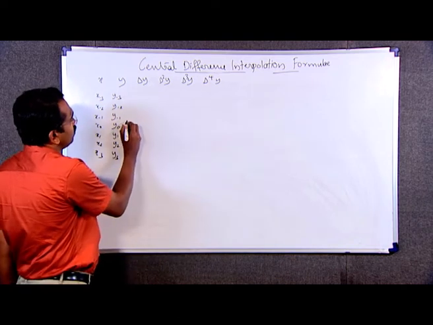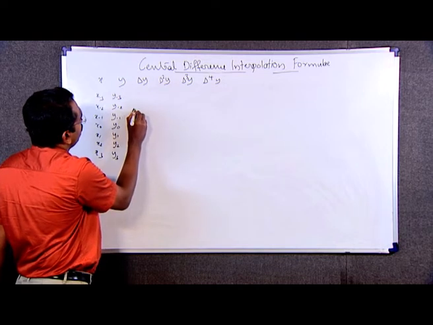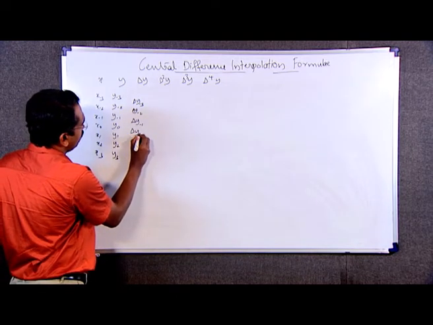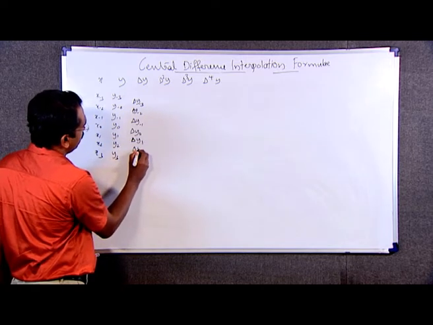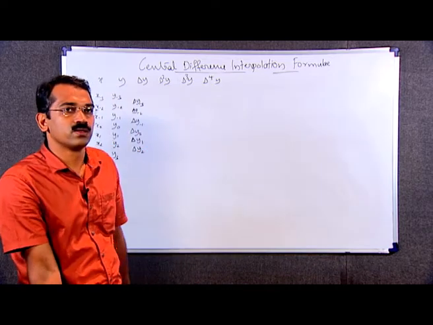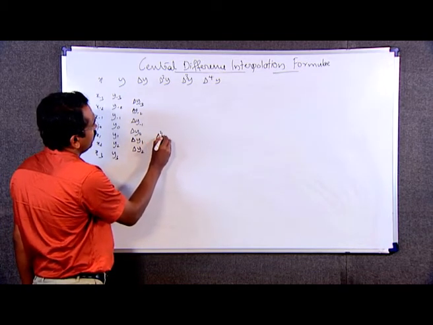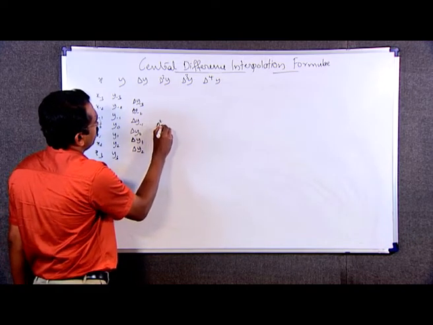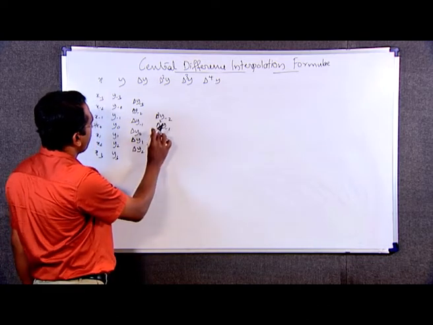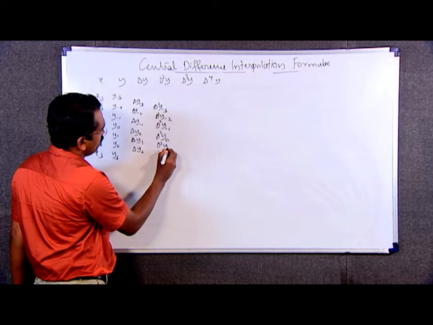The differences are here, we can write delta y minus 1, here delta y minus 2, delta y minus 3, and this is delta y naught, delta y1 and delta y2. These are the first differences. Now, the second order differences are here delta square y naught, delta square y minus 1, delta square y minus 2, and this is delta square y minus 3, here delta square y1.